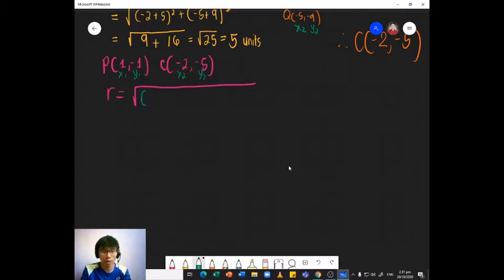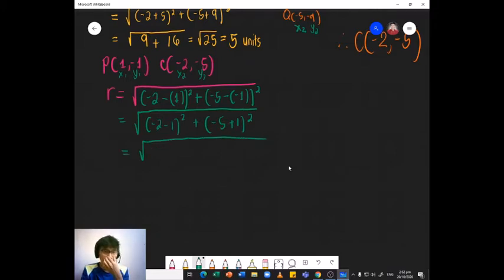Okay, let's substitute this out. What is your x sub 2? That is negative 2, minus what is my x sub 1? My x sub 1 here is positive 1, squared, plus what is my y sub 2? That is negative 5, minus what is my y sub 1? That is negative 1, squared. Continue simplifying. It becomes negative 2 minus 1 squared, plus negative 5, and distributing the negative, minus negative 1 becomes plus 1 squared. Negative 2 minus 1 is negative 3, squared is positive 9, plus negative 5 plus 1 is negative 4. Negative 4 squared is 16, ladies and gentlemen.